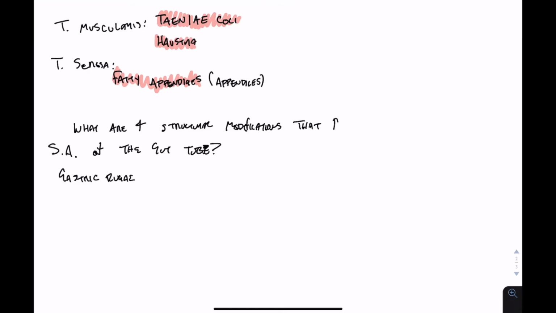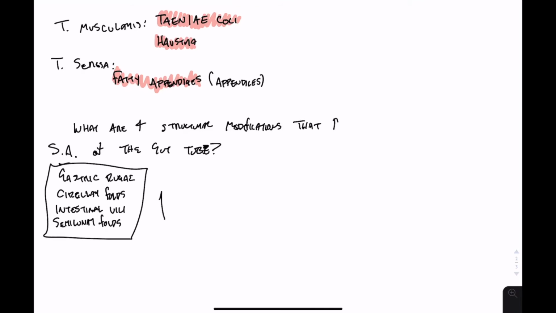Does the small intestine? It does. It has the circular folds as well as the intestinal villi. So intestinal villi and circular folds increase the surface area in the small intestine. Then we get into the large, where we have these semilunar folds, still increasing surface area for the water reabsorption, or absorption, sorry. So there are our 4 structural modifications that all increase surface area.